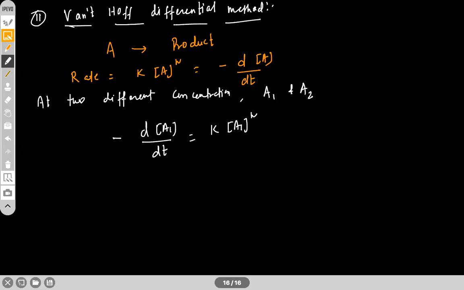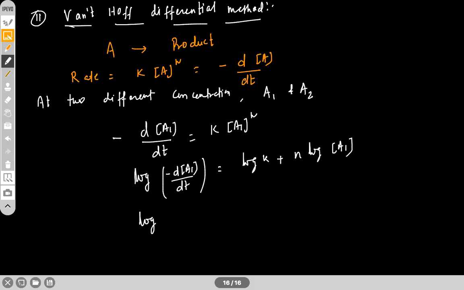Okay, if you take log on both sides, it becomes log of minus d[A1]/dt is equal to log K plus n log [A1]. Similarly, for concentration A2, we can write log of minus d[A2]/dt is equal to log K plus n log [A2].